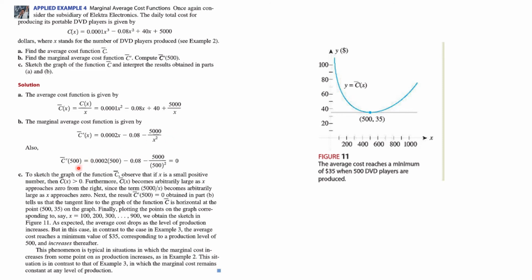And when we plug in 500, we get 0. Now that means the slope is 0 there at 500. If you look at that, that means that's the minimum average cost, and it starts increasing after that. And so that's the point that you really would like to understand and perhaps be at.